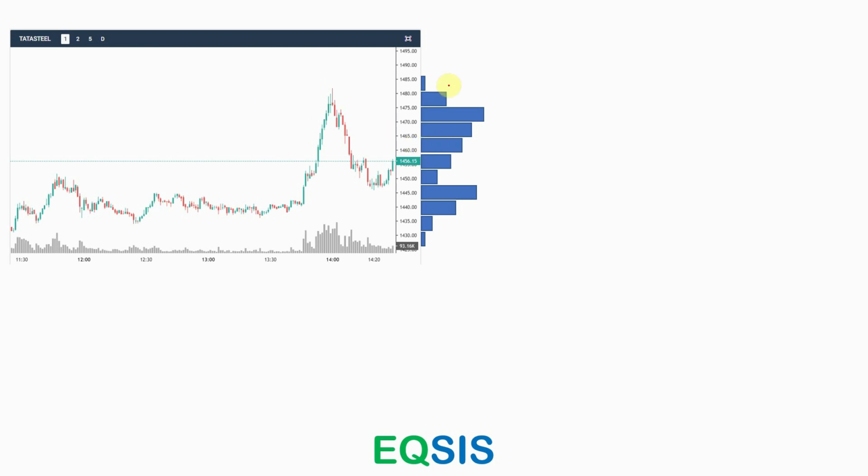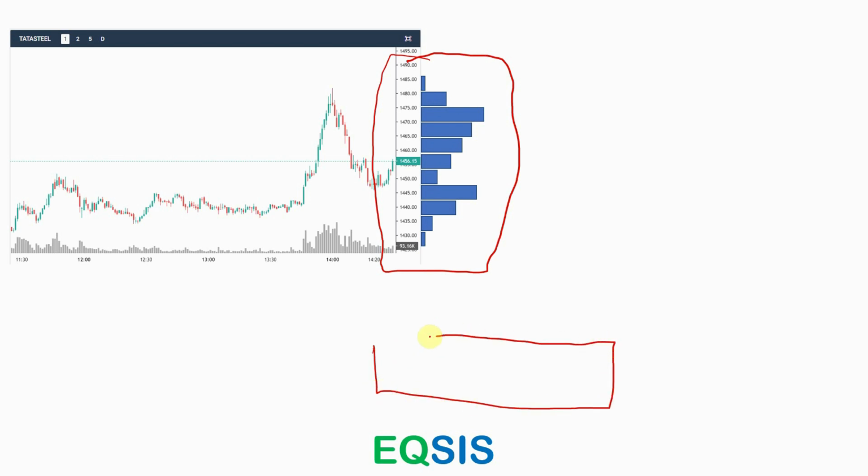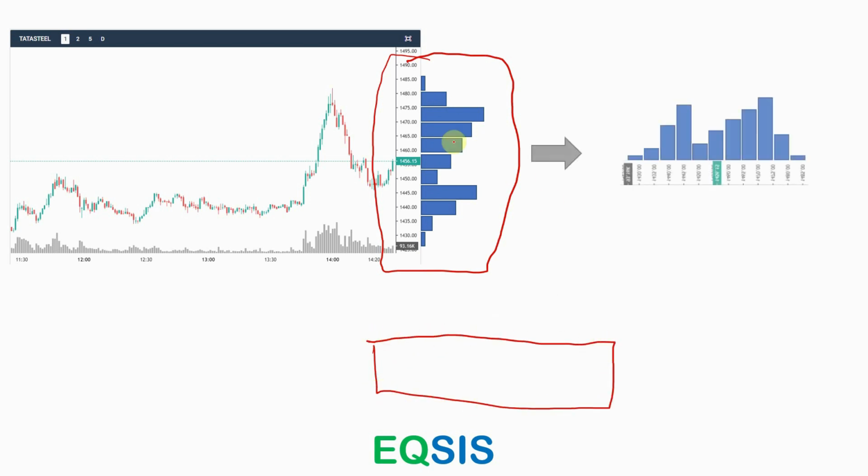So what I'm going to do is, I'm just taking this section alone. I hope you guys can see this. Instead of keeping it vertical, I'm going to place it in a horizontal way. So let me do that. I'm flipping this. So now what happens is, I know that at 1430 to 35, this was the trading volume.